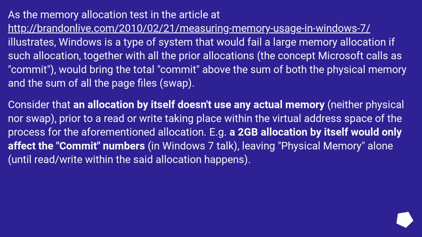As the memory allocation test in the article at this URL illustrates, Windows is a type of system that would fail a large memory allocation if such allocation, together with all the prior allocations, the concept Microsoft calls commit, would bring the total commit above the sum of both the physical memory and all the page files, swap. Consider that an allocation by itself doesn't use any actual memory, neither physical nor swap, prior to a read or write taking place within the virtual address space of the process for the aforementioned allocation. For example, a 2 GB allocation by itself would only affect the commit numbers in Windows 7 talk, leaving physical memory alone, until read/write within the set allocation happens.